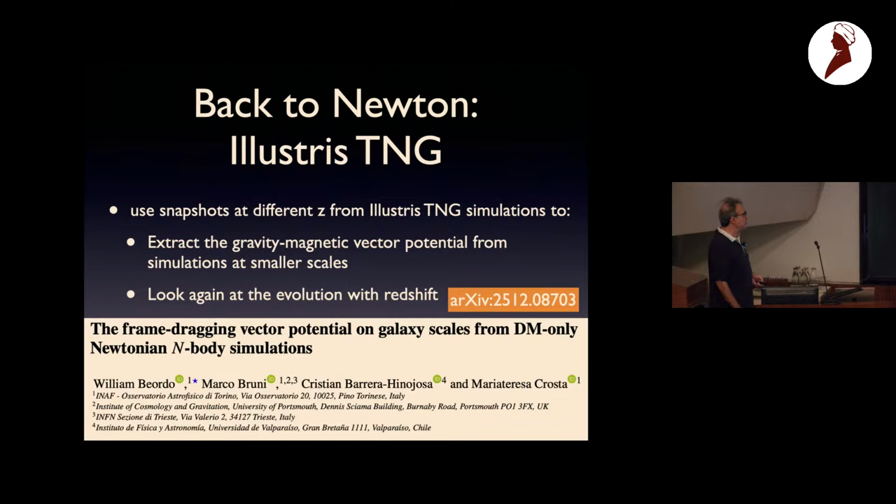So then this is a more recent work, which was mainly the work with William Beordo, a PhD student of Maria Teresa in Turin. We just finished in July, and he visited me, and we developed this work, which came out just 2 days ago. Basically, the idea was to repeat this same story, this time using Newtonian simulations, but those of the Illustris TNG suite, which go to smaller scales, okay?